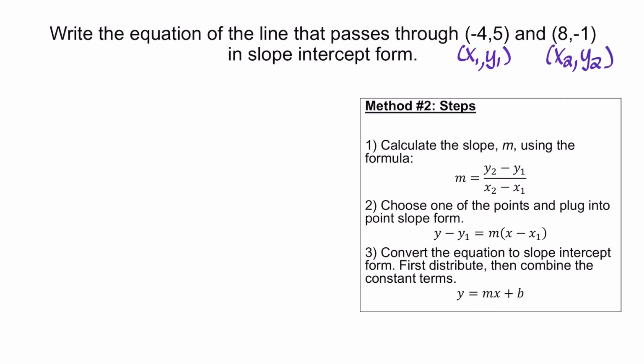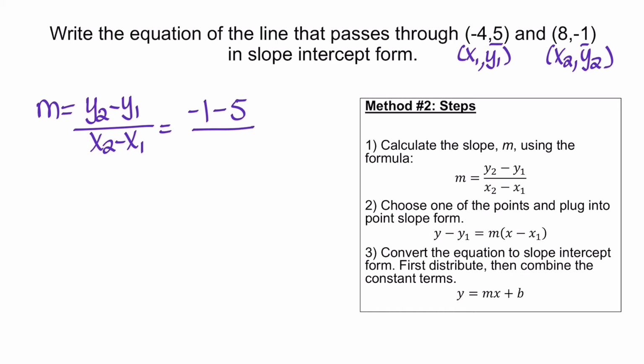Now I'm going to plug into my slope formula, m equals y2 minus y1 divided by x2 minus x1. When I plug in, I get y2, which is negative 1, minus y1, which is 5, divided by x2, which is 8, minus x1, which is negative 4. Simplifying, I get negative 1 minus 5, which is negative 6, over 8 minus negative 4. So 8 minus negative 4 turns into 8 plus 4, which is 12. When I reduce this, 6 goes into negative 6, leaving me with negative 1, and 6 goes into 12, leaving me with 2. So my slope is negative 1/2.